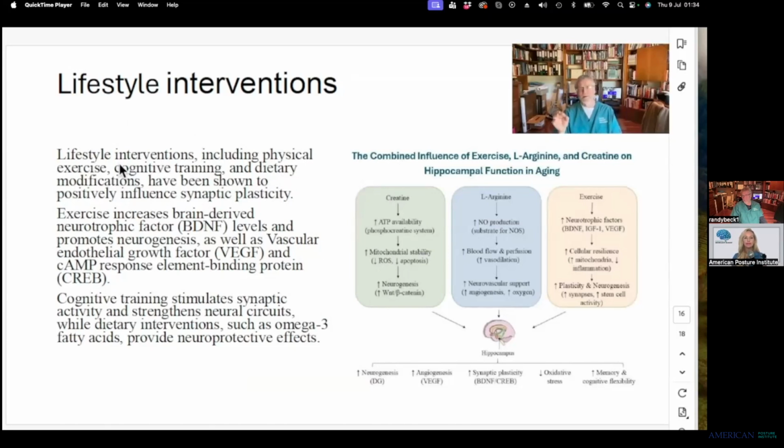So you really want to attack this from different multi-factorial areas. So from the combination of an increase in creatine, L-arginine, and exercise, we get increased neurogenesis, increased angiogenesis, we get increased synaptic plasticity happening, we get a reduction in oxidative stress, and we get an increase in memory and cognitive flexibility. So these are all good things. So these are things that you want to look at. And from basically a dietary intervention component, we want to increase the omega-3 fatty acids, which will provide neuroprotective effects.